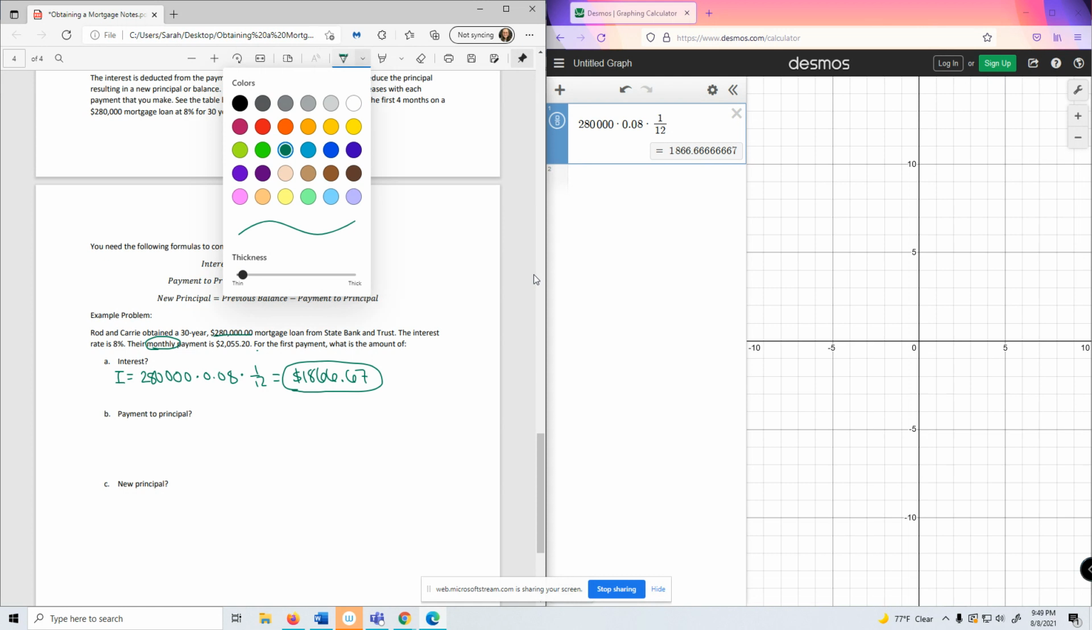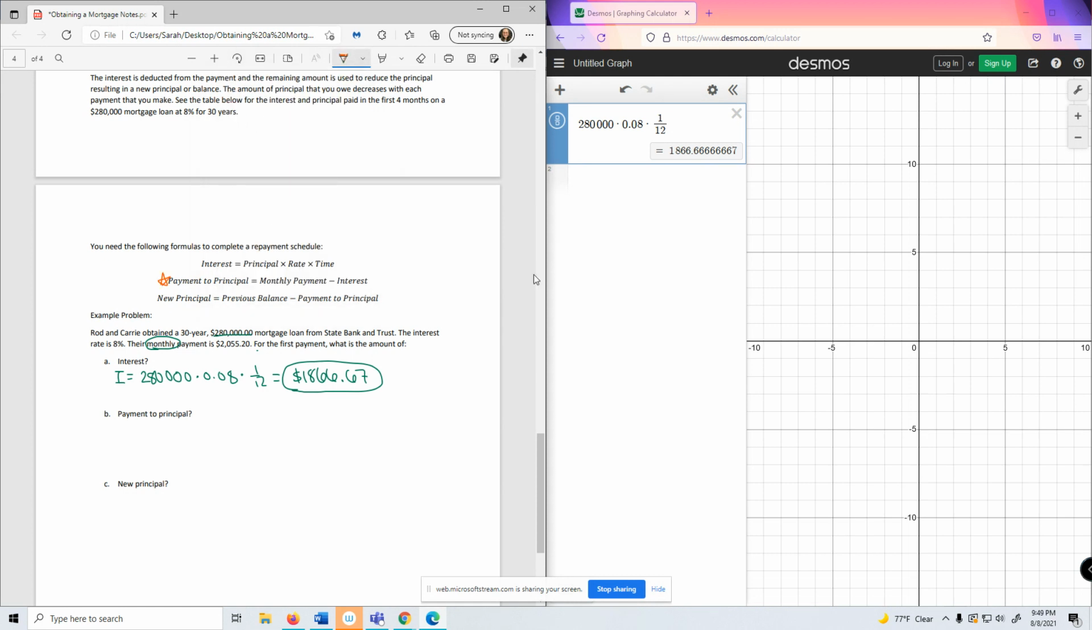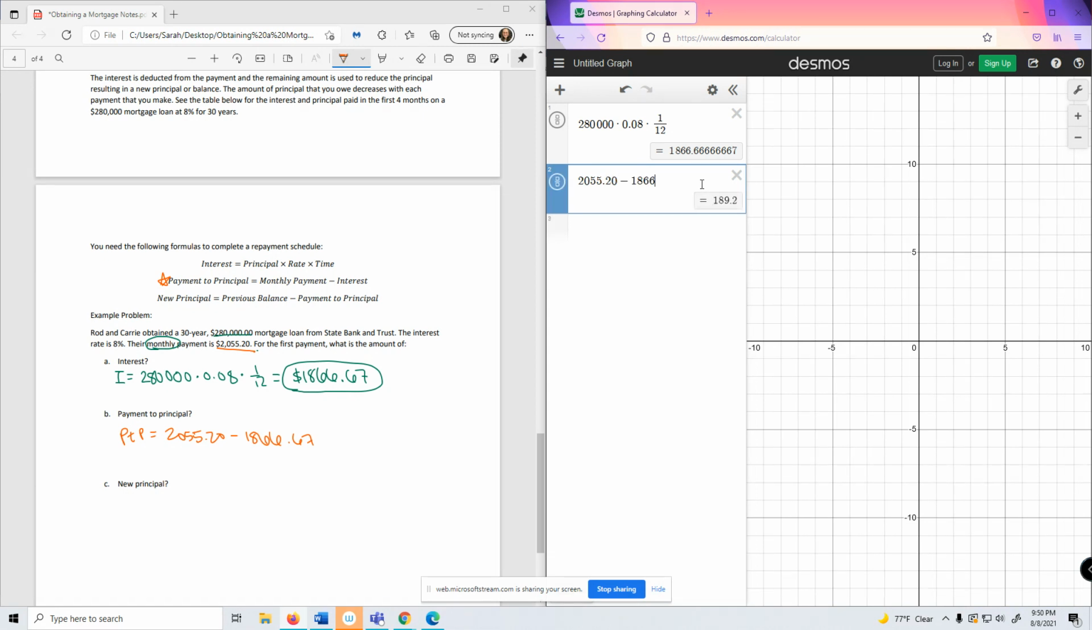The payment to principal, in case you've forgotten, the formula is right here. The payment to principal is the monthly payment, $2,055.20, minus the interest, which is the number we just found. So when I subtract those, I get how much is getting knocked down from the principal in that first payment. We get that $188.53 is going towards the principal. Not very much, but it's a start.